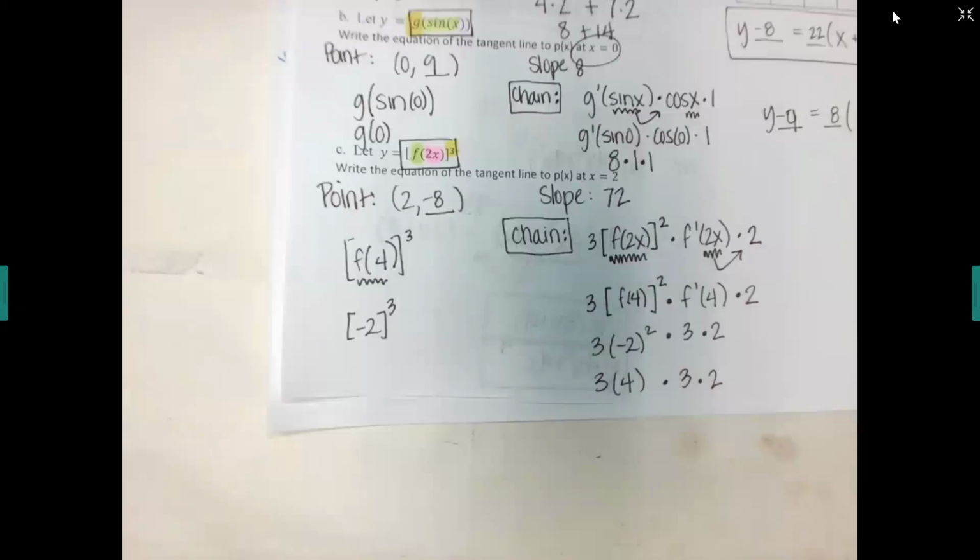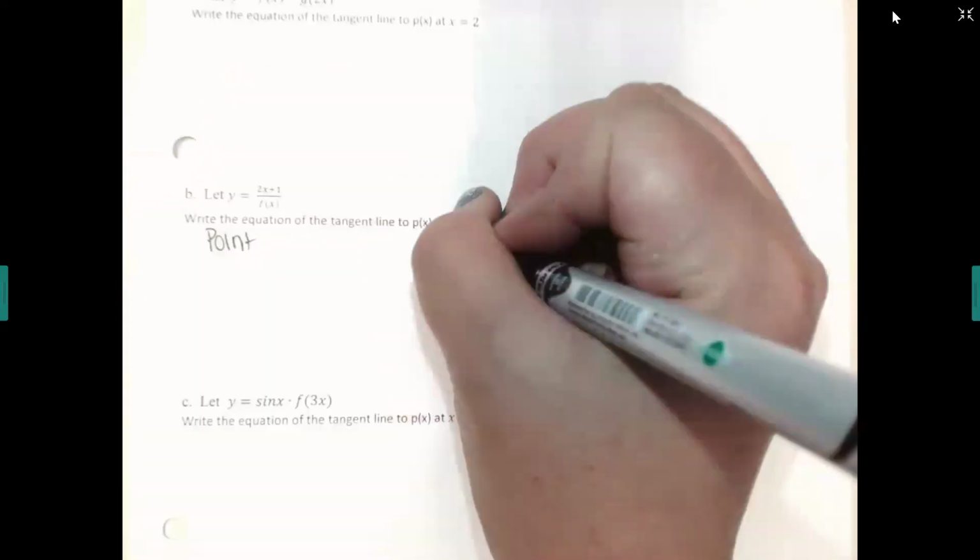Can you tell me on the last one, which of these would be quotient rule? Because that's the only rule we haven't done yet. B, let's do B. Okay, letter B. We want the equation of a tangent line. We need a point and a slope. Notice you have a nice chart there at the top. What's my x value for my point? 2. So 2 comma something.